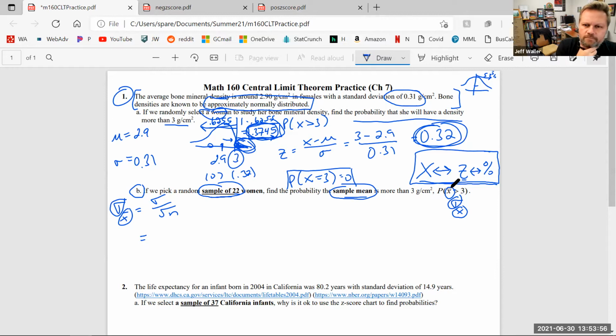Does that make even this much sense? So we have to recalculate the mean essentially. No. You've got to recalculate the standard deviation.